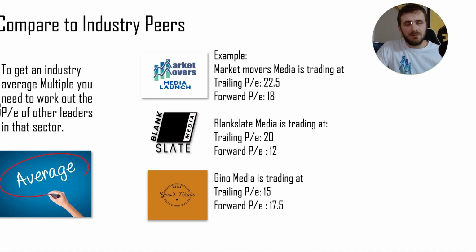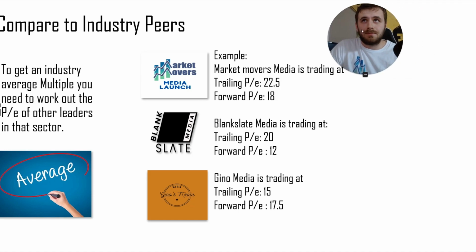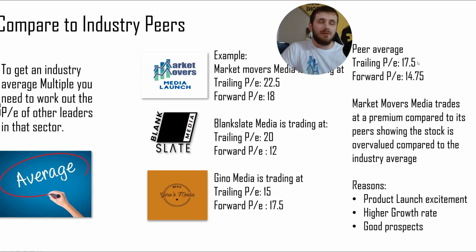Market Movers Media is trading at a trailing P/E of 22.5 and a forward P/E of 18. Blank Slate Media is a trailing P/E of 20, forward P/E of 12. Geno's Media at a trailing P/E of 15 and a forward P/E of 17.5. As we move across here, you can see the peer average is 17.5 and a forward P/E of 14.75. This is showing that Market Movers is trading at a premium compared to its competitors, which can be down to various reasons like the product launch excitement, higher growth rates, and just good prospects for the company.